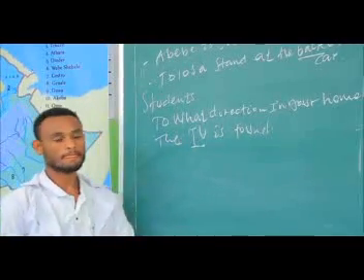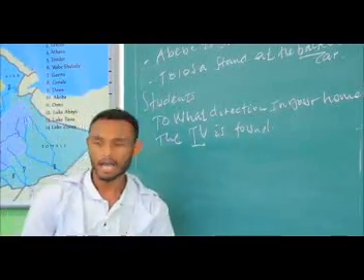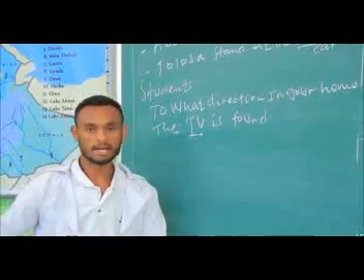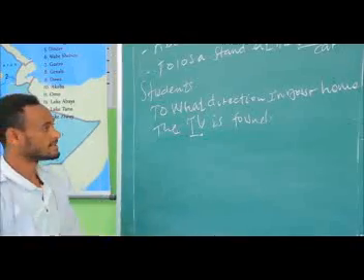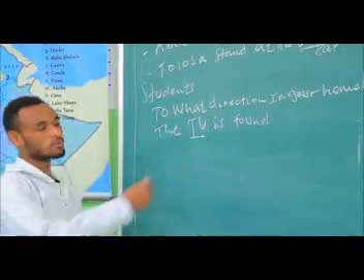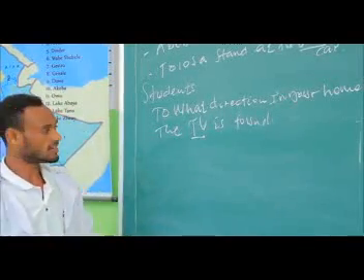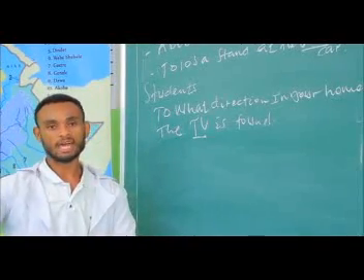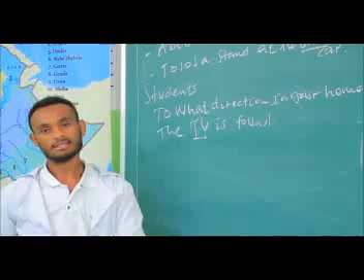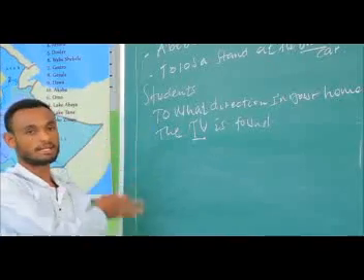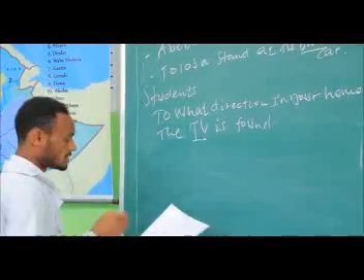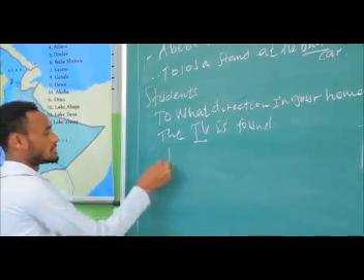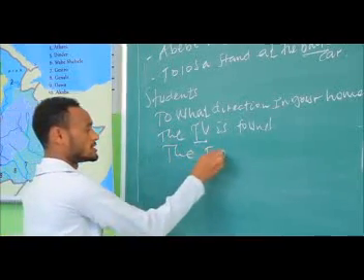Now, parents, help them to give these answers. Students, I hope you have got the answers. You can say the TV is found to the right. If the TV is found at the back, the TV is found at the back. Good. Let me show the four main directions.